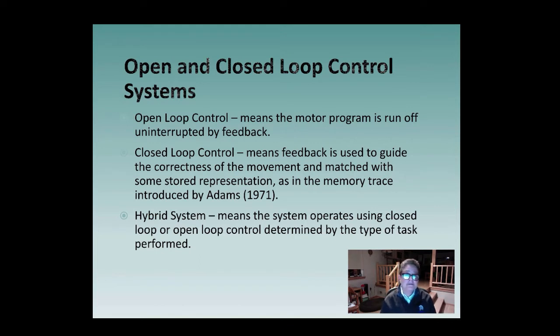A hybrid system means that it contains both open loop and closed loop control. Just as we have hybrid models as in the Prius and other cars, what that means is that sometimes the Prius operates on gas and sometimes on electric. In a hybrid system, we operate sometimes using a closed loop system and sometimes using an open loop system. Most likely humans operate in a hybrid system.